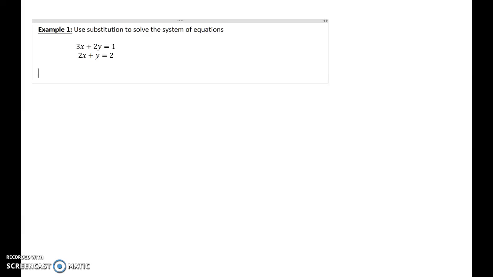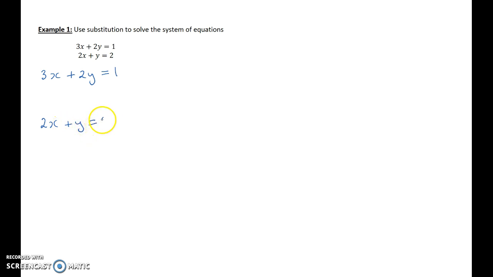Alright, we have two equations here, 3x plus 2y equals 1 and 2x plus y equals 2. Now if you've been looking at your steps, the first step said to pick out an equation in which one of the letters had the number 1 in front of it.